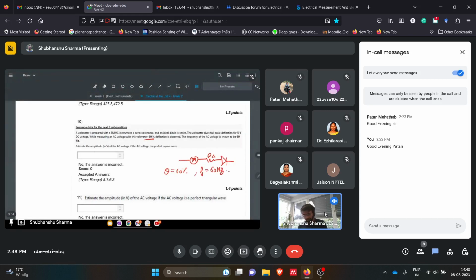They are asking to estimate the amplitude of the AC voltage if the AC voltage is a perfect square wave. First thing to keep in mind is that since we have a diode in our case, this will be half wave rectified. So we won't have the negative cycle of this, and we'll have some signal like this.